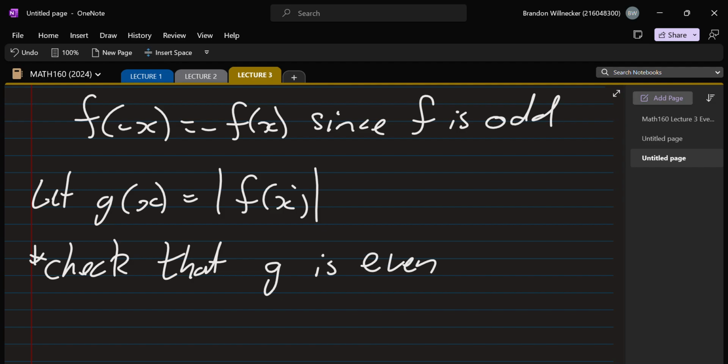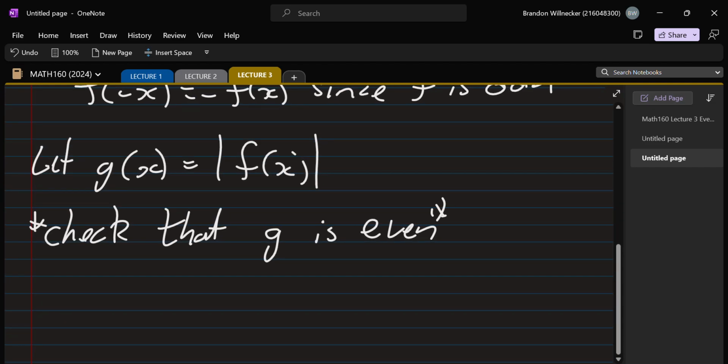We know what the function is. We can check if it's even or odd. Let's see what it is. How do we check if it's even or odd? We take g of minus x and see, does that equal g of x? If it does, it's even. If it doesn't, it's not.